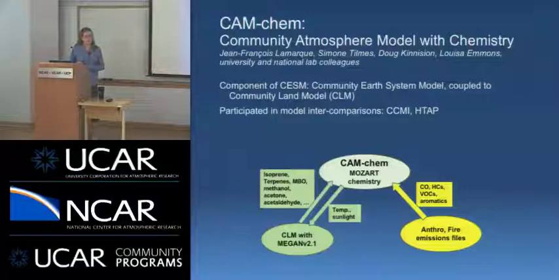So CLM also includes the MEGAN biogenic emissions model, which I'll get to in a minute. And so the emissions of these biogenic species are calculated online and fed to the MOZART chemistry. The atmospheric model sends back temperature and sunlight. And then there are a number of other species that we have to specify from emissions files, from anthropogenic emissions or fire emissions.